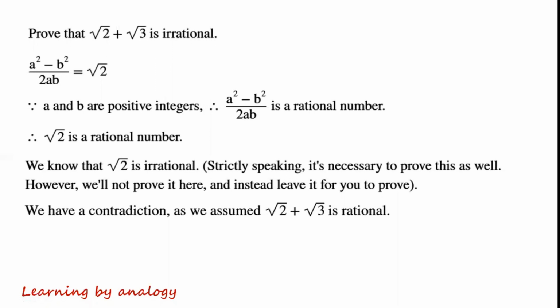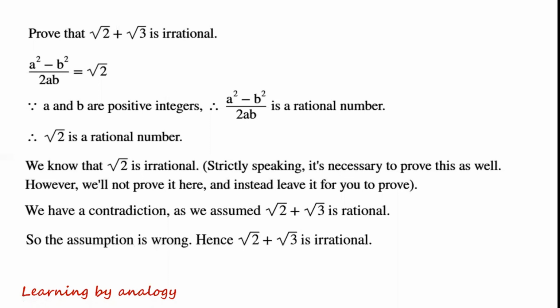We have a contradiction, as we assumed root 2 plus root 3 is rational. So the assumption is wrong. Hence, root 2 plus root 3 is irrational. The proof is now complete.